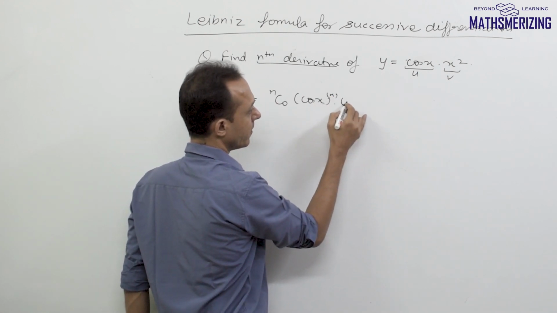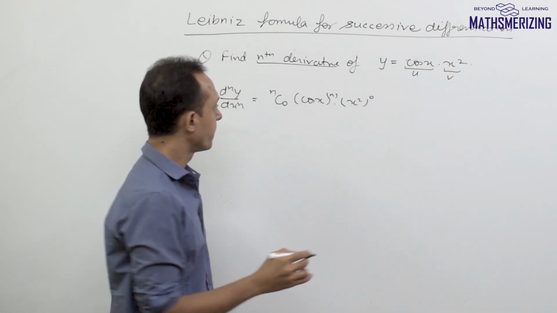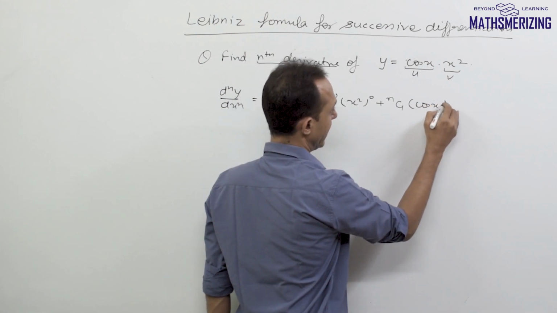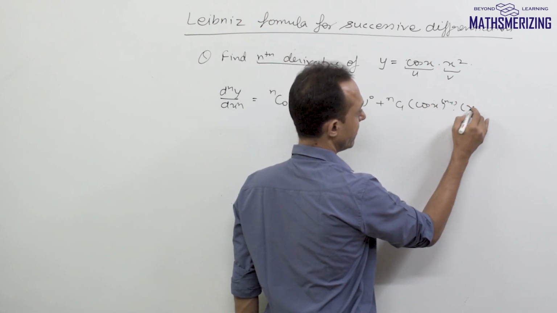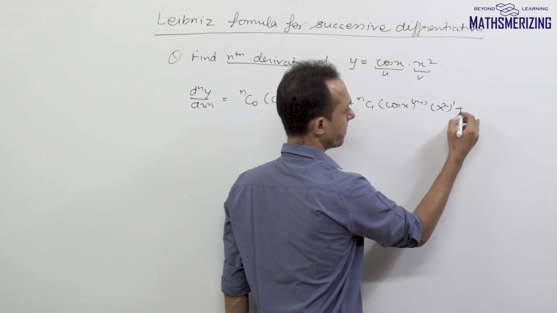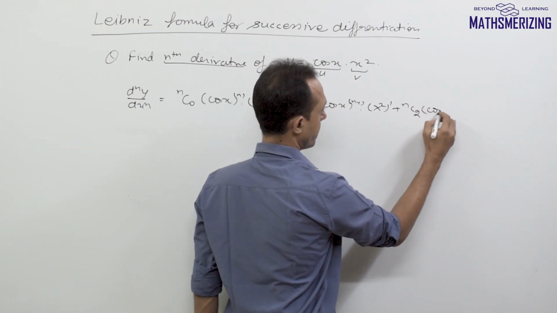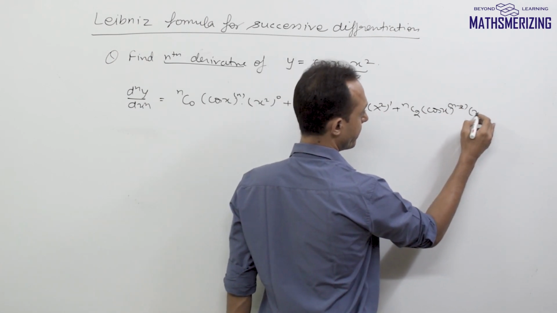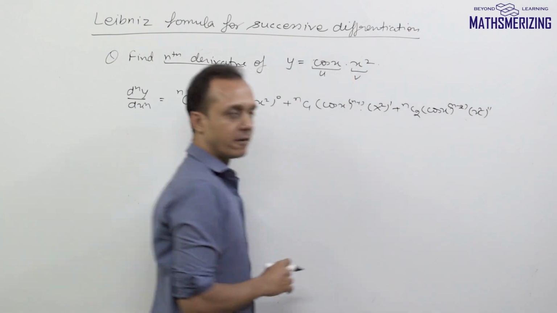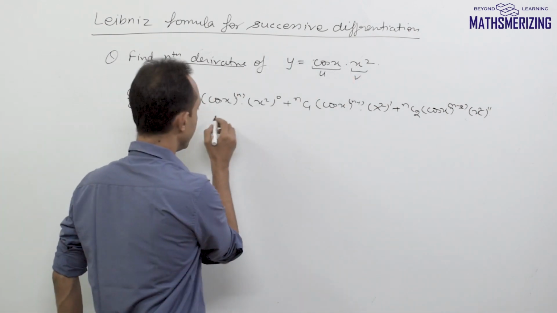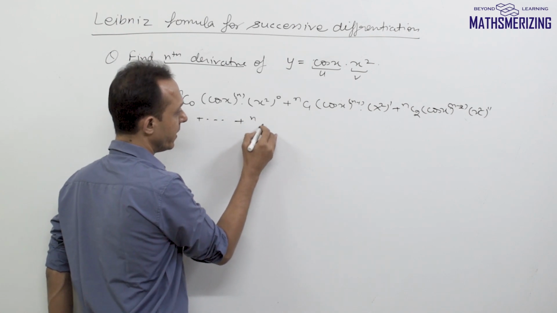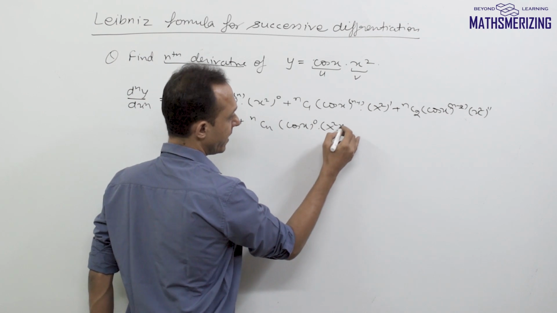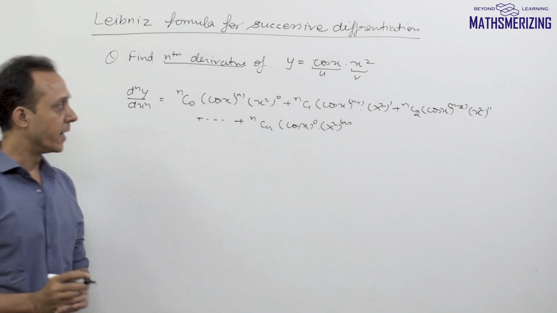and 0th derivative of x square plus nc1, n minus 1th derivative of cos x, and then first derivative of x square, plus nc2, n minus 2th derivative of cos x, and second derivative of x square, and hereafter it will go up to nCn, and then 0th derivative of cos x, and then nth derivative of x square.